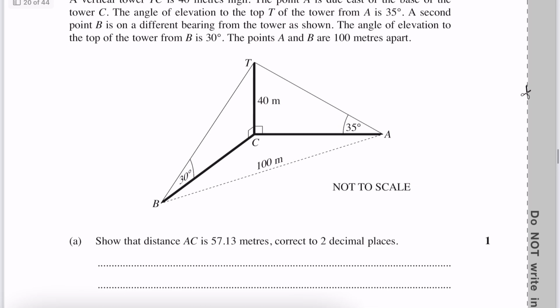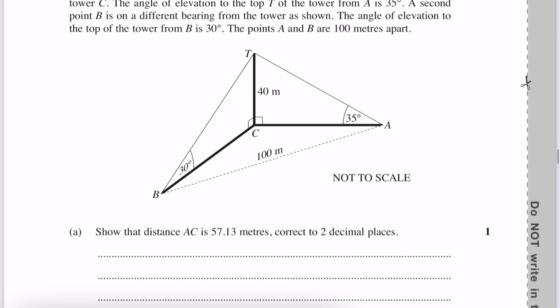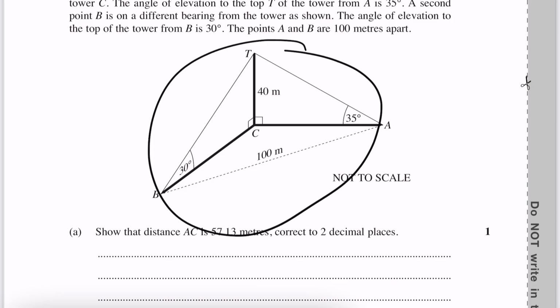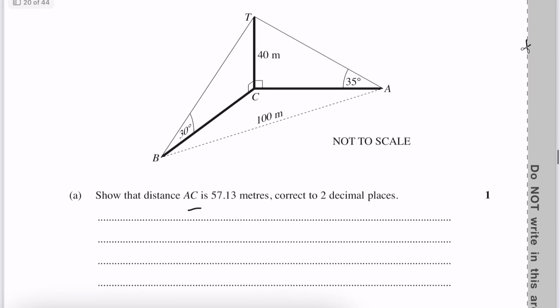Okay, so they give us all that information. Really, there's no information to add because it's just all given here in our graph. Show that the distance AC is 57.13 meters correct to 2 decimal places. So AC is this line here.